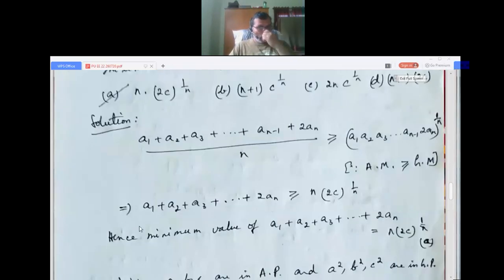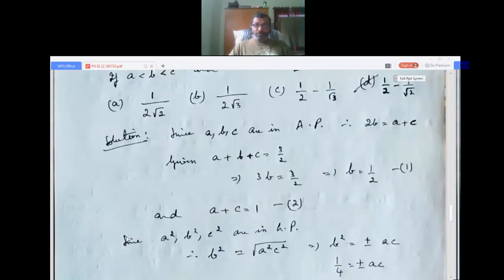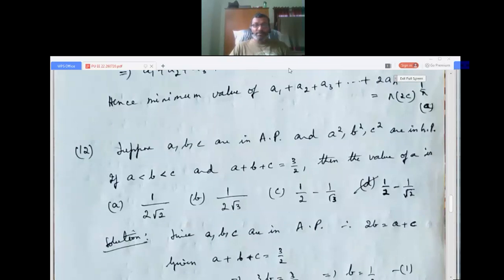Okay, now I go to the 12th question. I hope till now it is very clear. The 12th question is: suppose a, b, c are in AP and a squared, b squared, c squared are in GP, geometric progression. If a is less than b, b is less than c, and a plus b plus c is 3 by 2, then the value of a is: 1 by 2 root 2, 1 by 2 root 3, third option 1 by 2 minus 1 by root 3, fourth option 1 by 2 minus 1 by root 2.